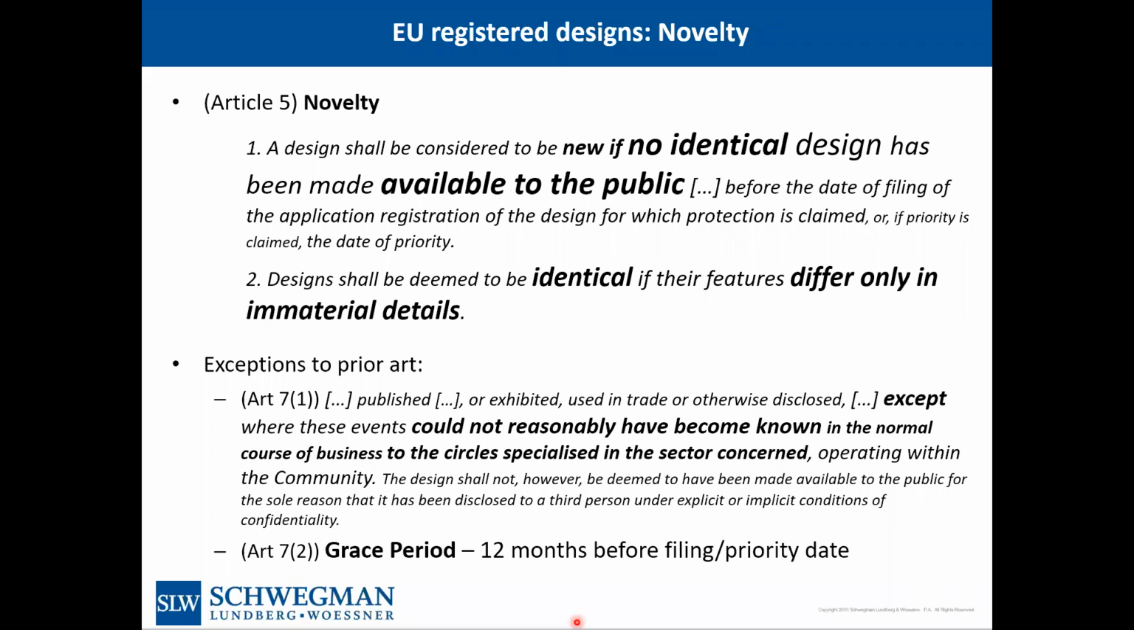Very different from European patents and more familiar to US practitioners, European designs have a grace period to protect against disclosures by the owner themselves, which extends 12 months behind the filing or priority date. So that's a feature that can be very useful if you want to try out your marketing, or if you have tried out your marketing, in the same way as a US grace period.